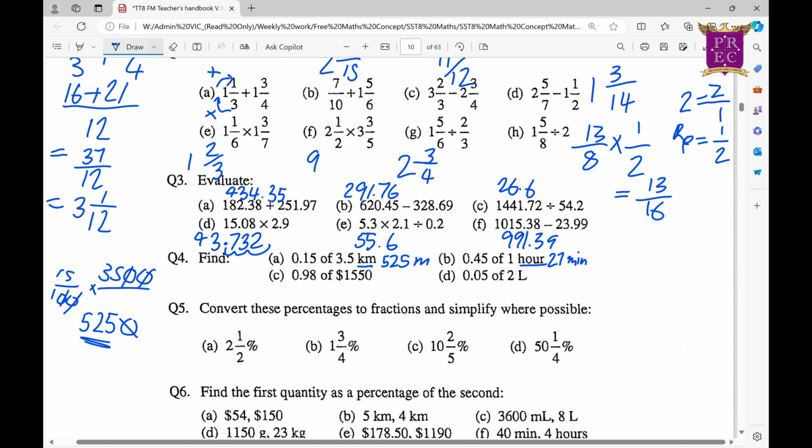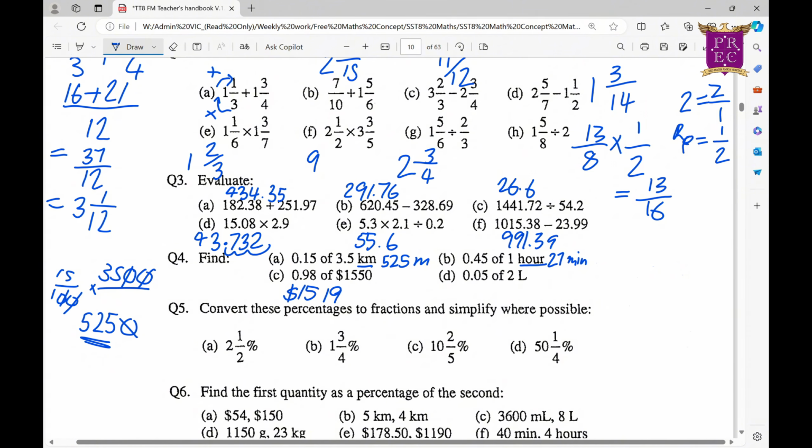Same with this one. Just do 98. Because what you do first is you convert the decimal into a fraction under 100, okay? Because these are all percentages. Basically, what these are saying is 15% of 3.5 kilometers, 45% of 1 hour, 98% of 1,550, and 5% of 2 liters. You get the equation to be this, and then 155 times 98, and then divided by 10, which should give us 1,519. Okay, you guys can do the maths by yourself and see if you get the answer. And always remember the units for all of these questions.